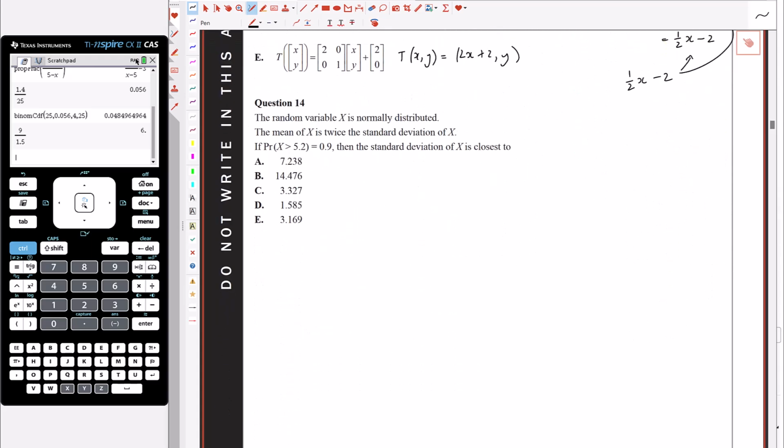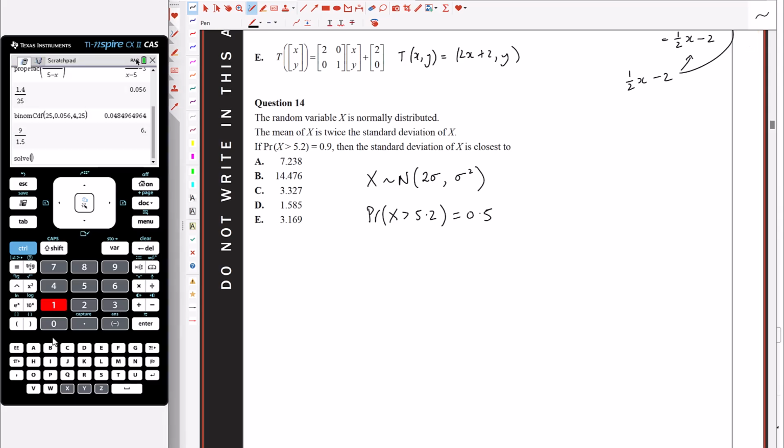All right, question 14. The random variable x is normally distributed. The mean of x is twice the standard deviation of x. If the probability of x being bigger than 5.2 is equal to 0.9, then the standard deviation of x is closest to. Okay, I'm not sure if the CAS will be able to solve this nicely for us, but let's try it. So x is normally distributed. The mean is twice the standard deviation, so mean is 2 standard deviations. That's essentially what we've got. We know the probability of x being bigger than 5.2 is 0.9. Let's just see if the CAS will solve that.